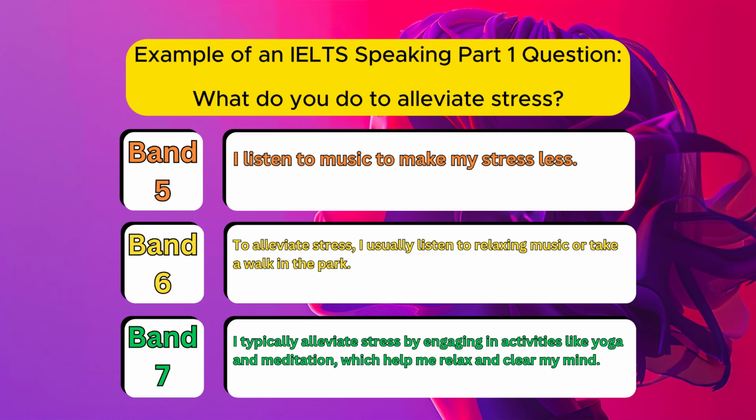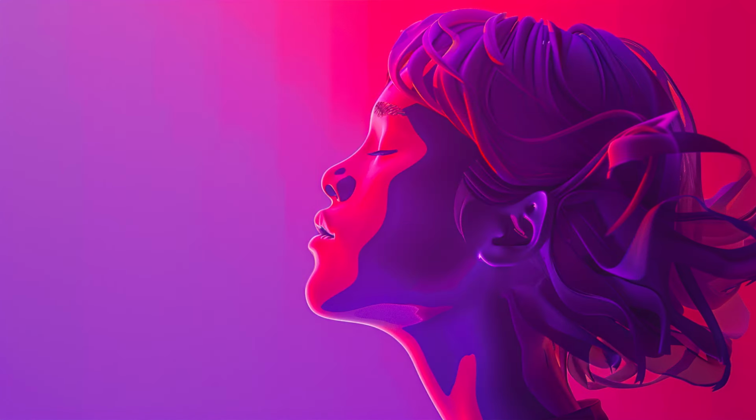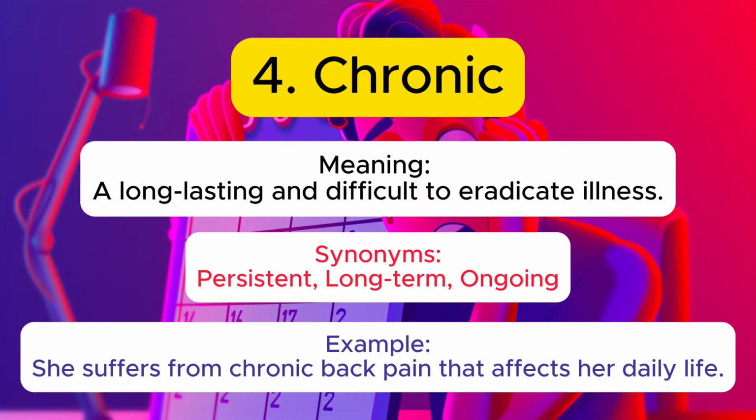Band 7. I typically alleviate stress by engaging in activities like yoga and meditation, which help me relax and clear my mind. 4. Chronic. Meaning, a long-lasting and difficult to eradicate illness. Synonyms: persistent, long-term, ongoing.